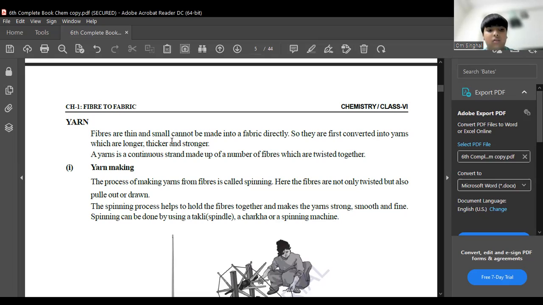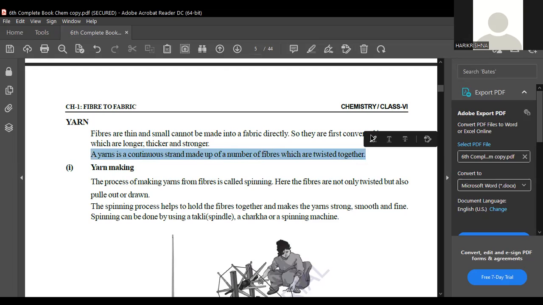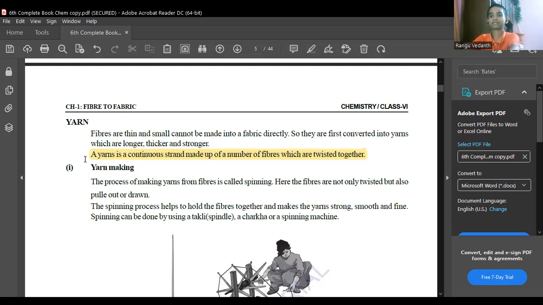Very good. A yarn is a continuous strand made up of a number of fibers which are twisted together. You can see one definition line here, right? Yes, sir. So yarn is made by the process of spinning, sir. Yes, we will study that one by one, how we prepare the yarn. By the Charkha machine. But you understand the definition of yarn, right? Yes, sir. It is a continuous strand made up of a number of fibers which are twisted together.